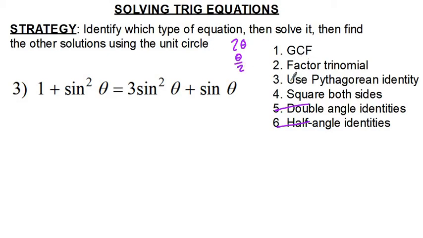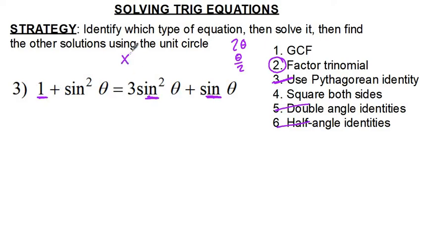Pythagorean identity, there's nothing clear with that. There is a sine squared, but I don't see any cosine squared, which is the Pythagorean identity that goes with it. Okay, there may be a greatest common factor, but let's take a look at this one, factoring a trinomial. And the reason that I know to look for that one is I see something squared, I see something to the first power, and I see a number.